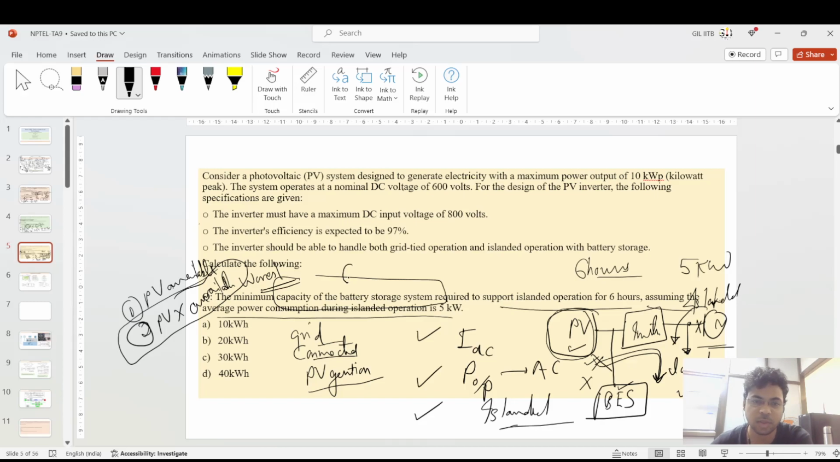The worst case scenario is when the PV is not there. It means you have to supply the entire energy capacity from the battery. That is the average power consumption, 5 kilowatt multiplied by 6 hours, which is very simple. That is the capacity of the battery you need. That is option C. It is the same concept.